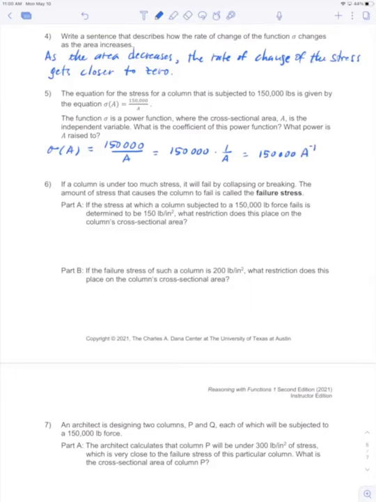So what's the coefficient of this power function? The coefficient is the 150,000, and A is raised to the negative 1 power.